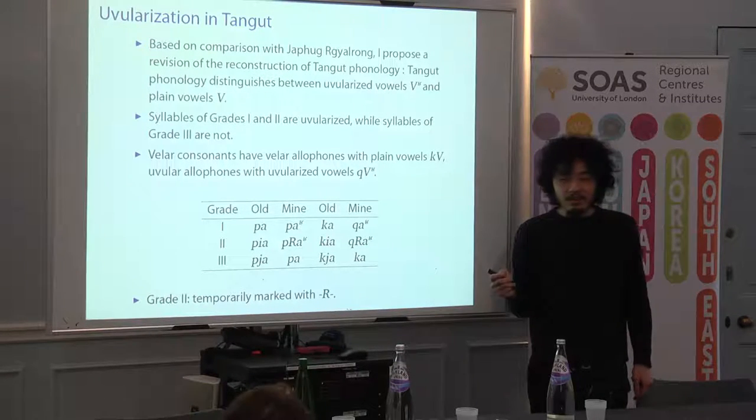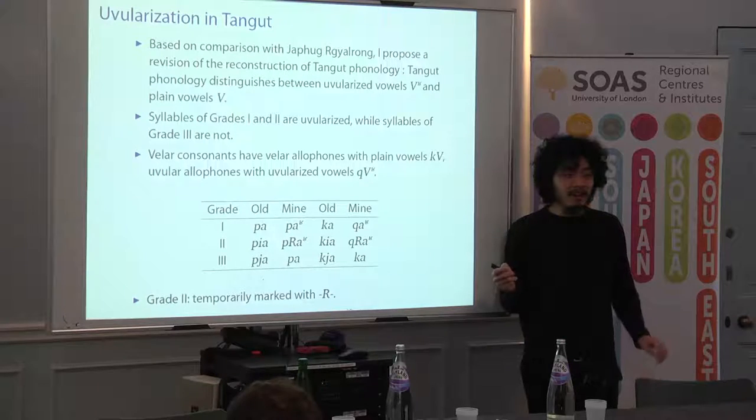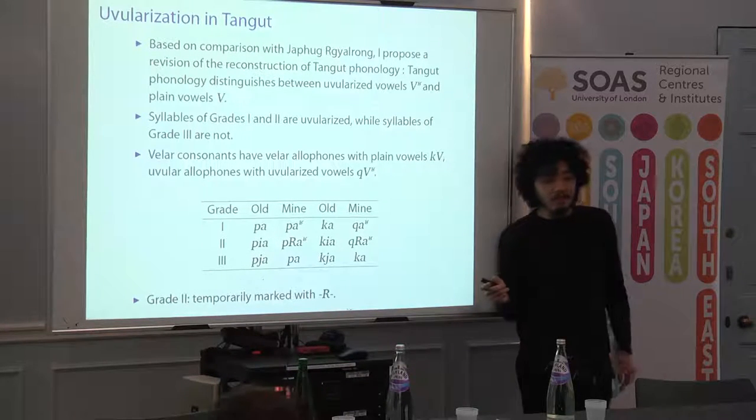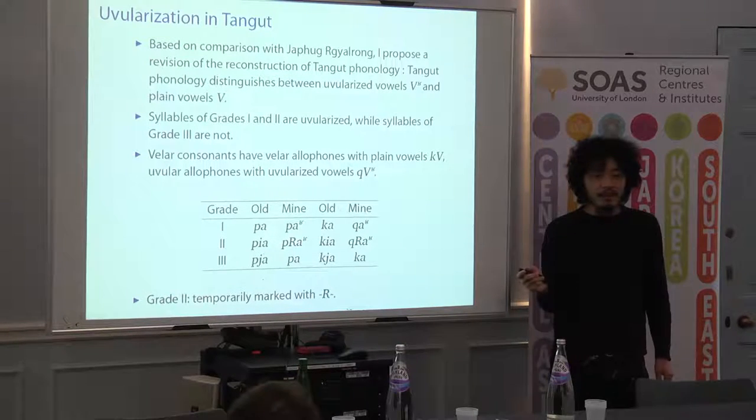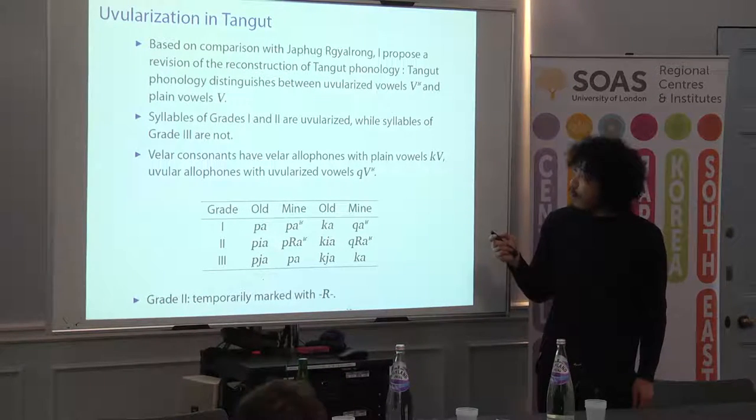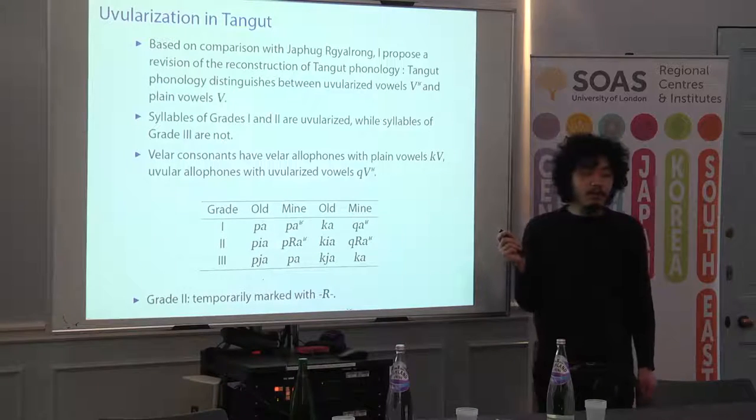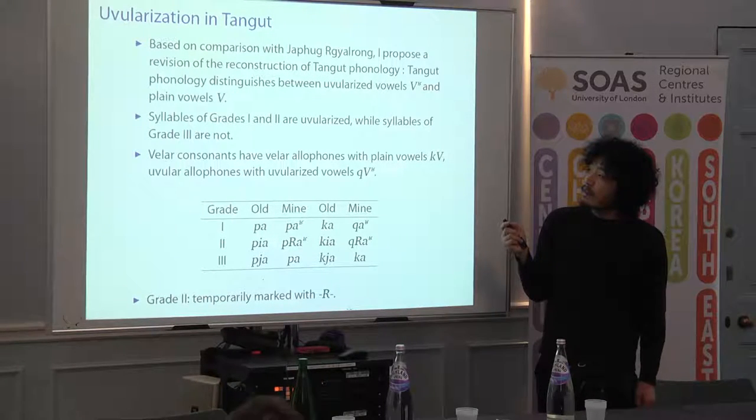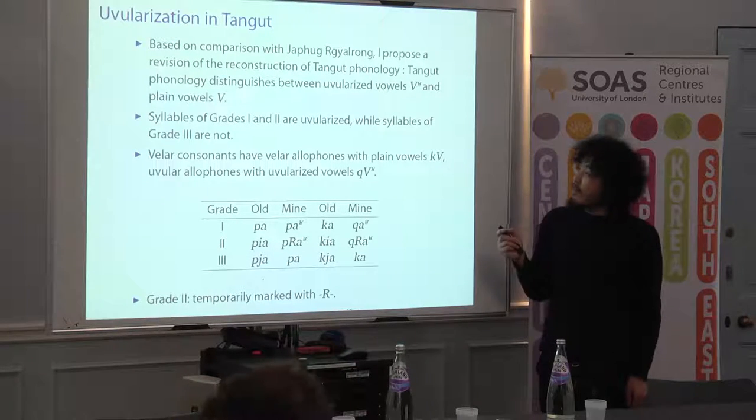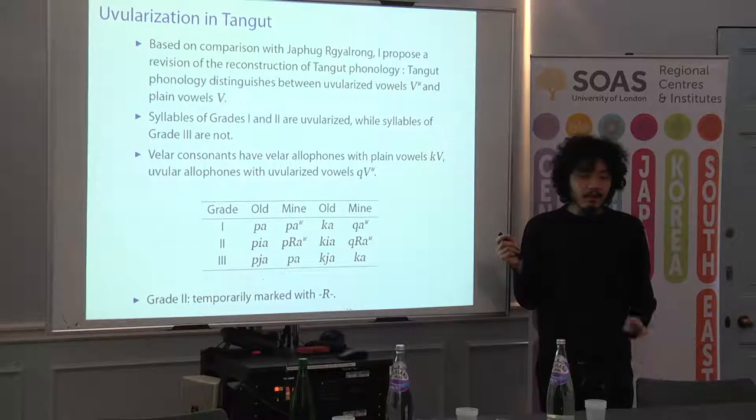Now with Guillaume Jacques, who has worked for more than a decade on Japhug, he has a very great dictionary of Japhug, and he has looked for all the possible cognates, and he found some 300 of them. So now we have something very solid to work on, which is the cognates between Tangut and Japhug Gyalrong. Based on a comparison with Japhug Gyalrong, which I will not explain today, I'll gladly redo the presentation I have done in Hamburg and elsewhere if you want it.